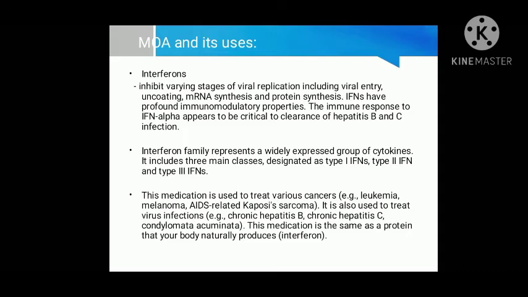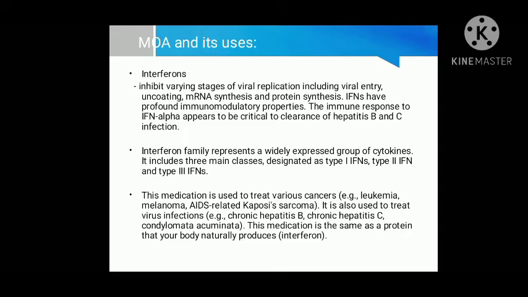The interferon family represents a widely expressed group of cytokines, and it includes three main classes designated as type 1 interferons, type 2 interferons, and type 3 interferons. This medication is used to treat various cancers. Examples: leukemia, melanoma, AIDS-related Kaposi sarcoma, and it is also used to treat virus infections. Examples of these virus infections are chronic hepatitis B, chronic hepatitis C, and condylomata acuminata. These medications are the same as a protein that your body naturally produces, or interferon.